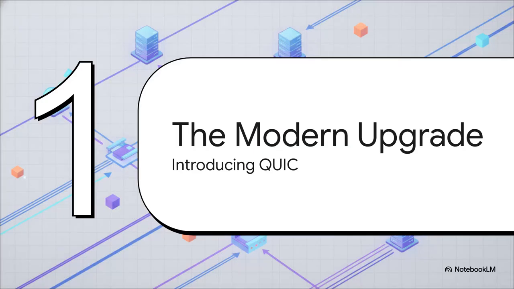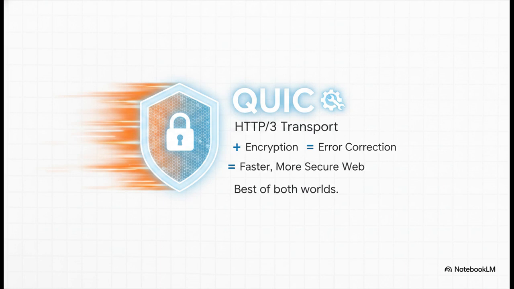But technology is always evolving, so let's check out the VIP Fast Lane Courier on the block, the modern upgrade known as QUIC. QUIC is a newer transport protocol specifically designed for HTTP/3, which is the latest version of the web's foundational protocol. What's so brilliant about QUIC is that it actually runs right on top of UDP. It takes the lightning-fast connectionless speed of UDP, but then it builds in its very own error correction. Plus, crucially, it has built-in encryption from the very first handshake. It's essentially the best of both worlds.